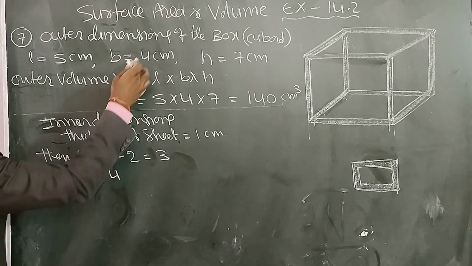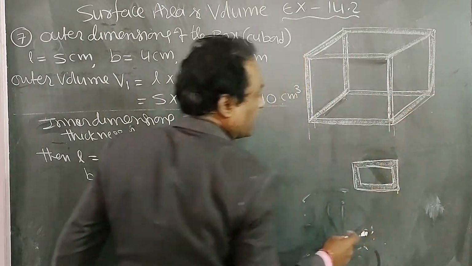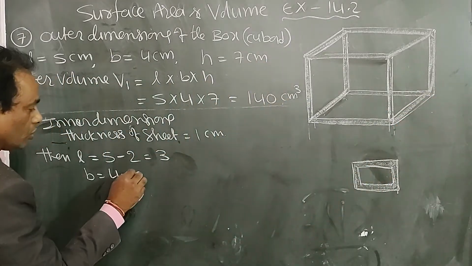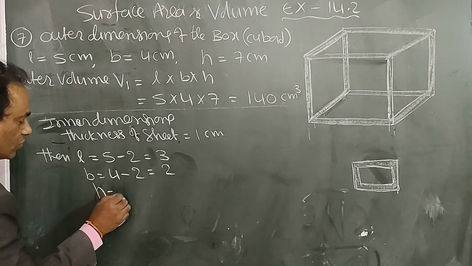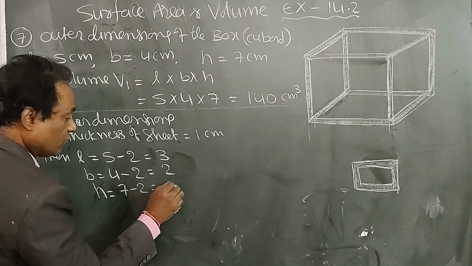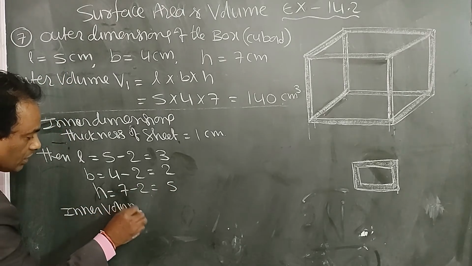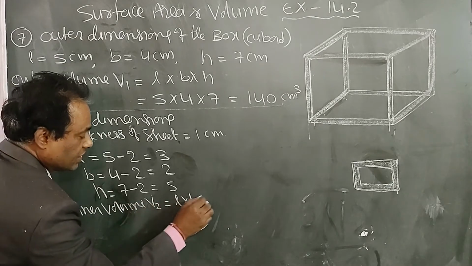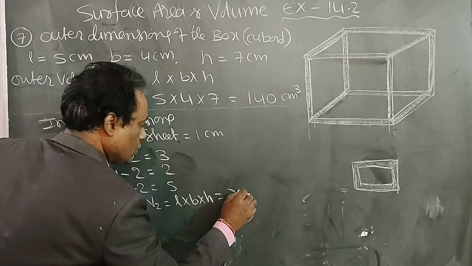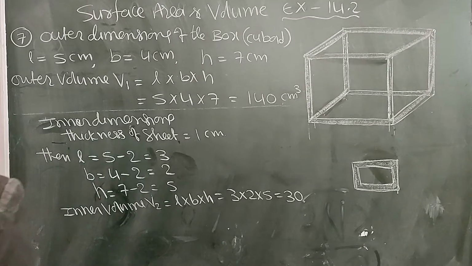Breadth is 4 actually, but here also this is the breadth, so on this side we have to subtract. This thickness is 1, this thickness is 1, so we have to subtract 2. Then height is 7 actually, but 2 sheets, top and bottom, we have to subtract, so this is 5. So inner volume V2 is equal to length into breadth into height. This is 3 into 2 into 5, this is 30. Write down. Outer dimensions are given, but inner dimensions are not given.